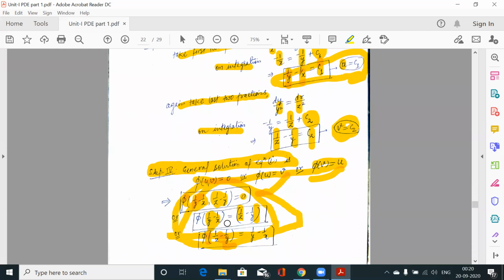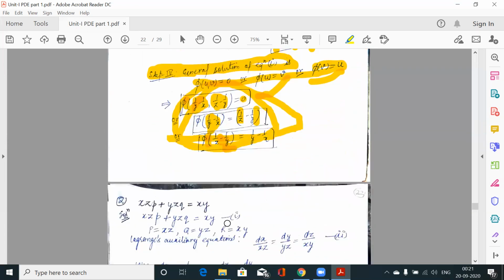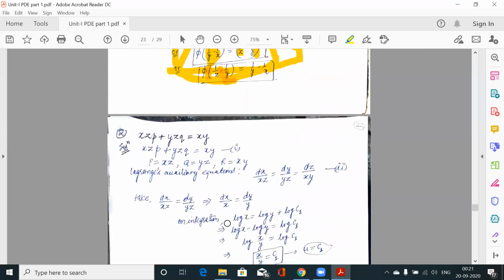It is not like we can use only the first two or the last two. We have three possibilities: first two, last two, or first and third. By using any of the three possibilities, we have to get two integrations, u is equal to C1 and v is equal to C2. And with these two integrations, we can write our general solution. So this is about the first case.